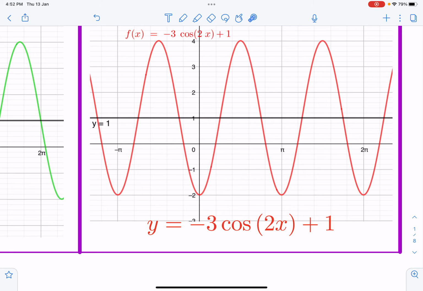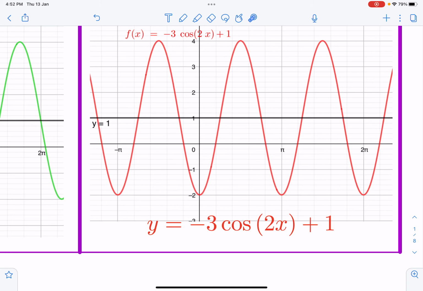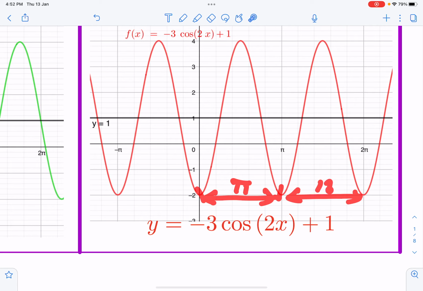Its period has become pi because the angle is multiplied by 2. So the multiple will divide the period of 2 pi. So 2 pi divided by 2, like that the period becomes pi. So this is the period now of the cosine curve. Same is for the sine curve also. So from here to here is one period or one cycle which is pi, and then from here to here another cycle which is again pi. So 2 cycles have been completed between 0 to 2 pi.